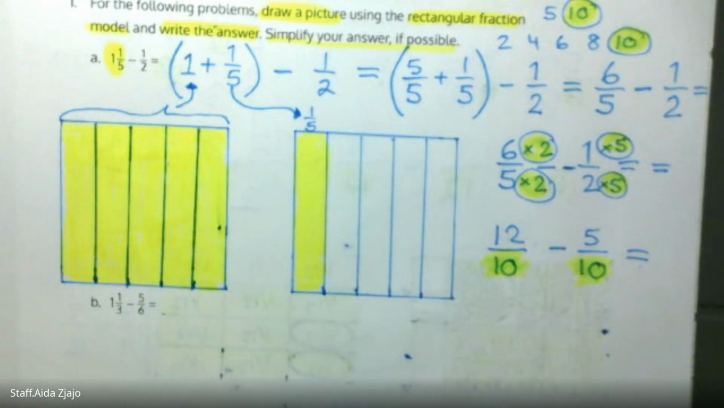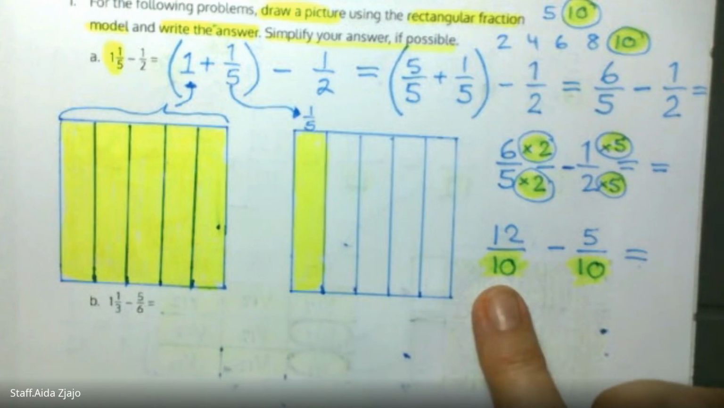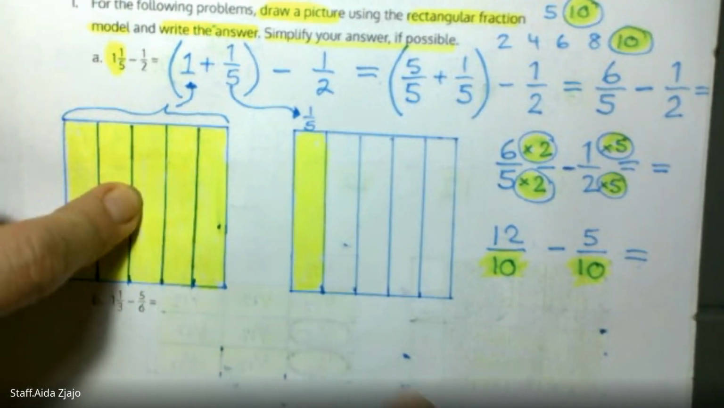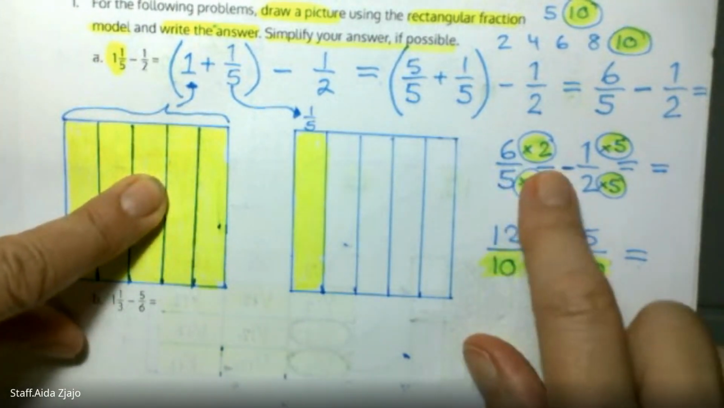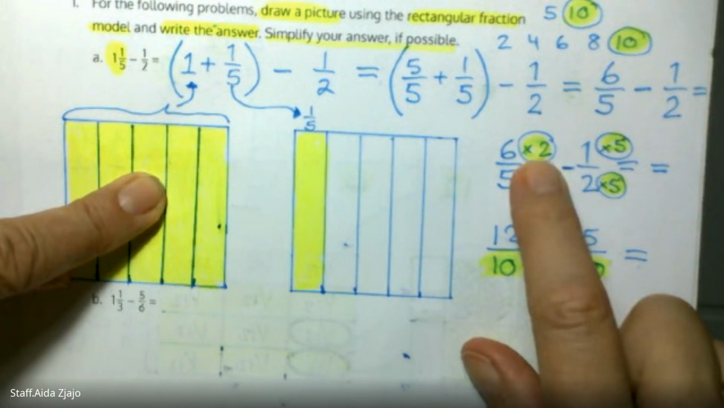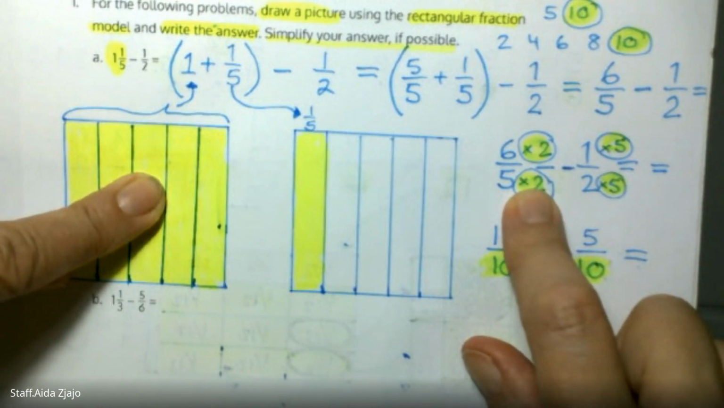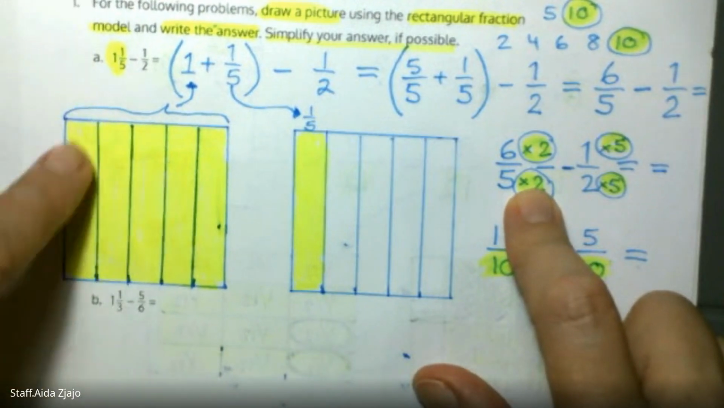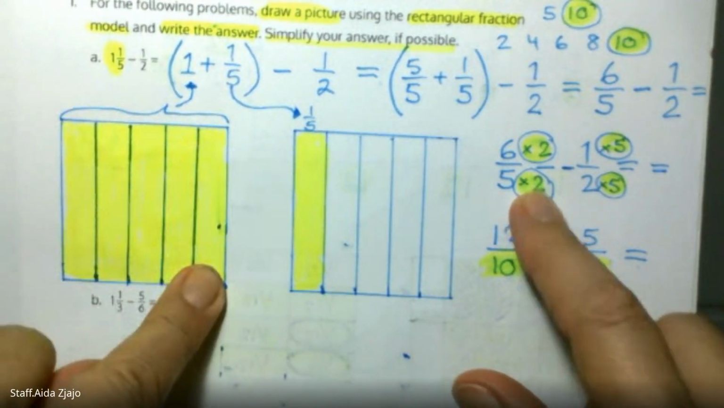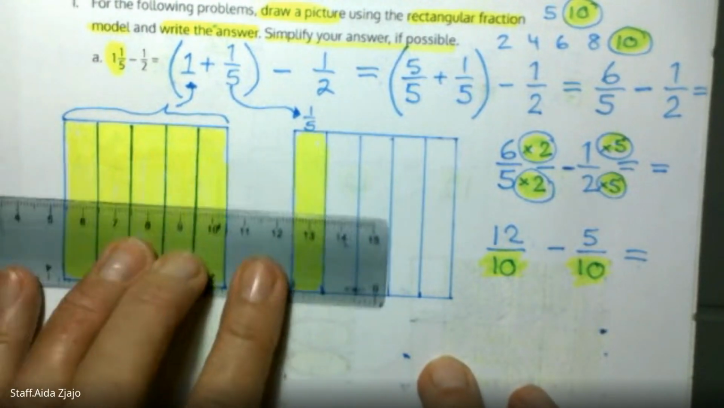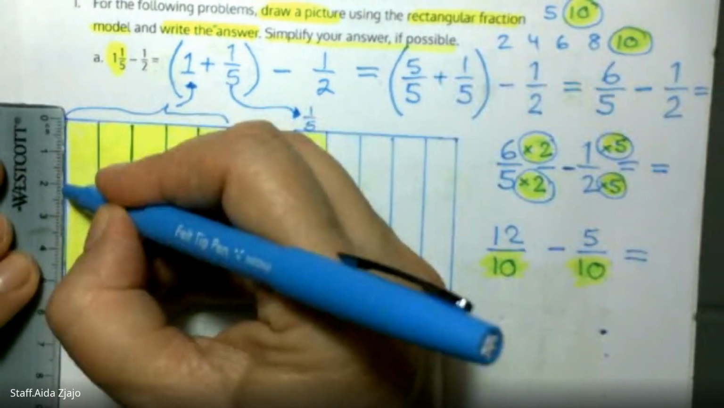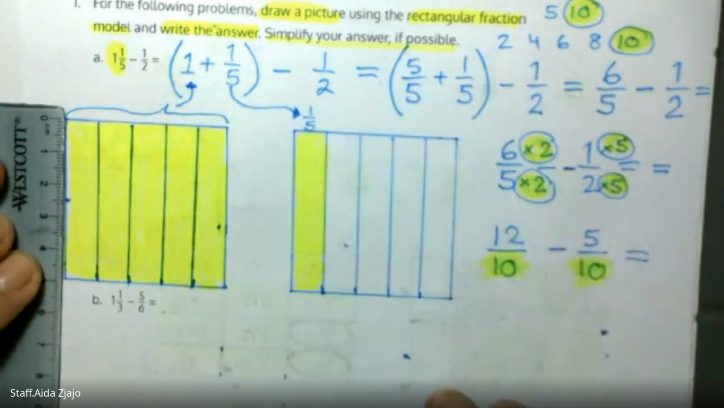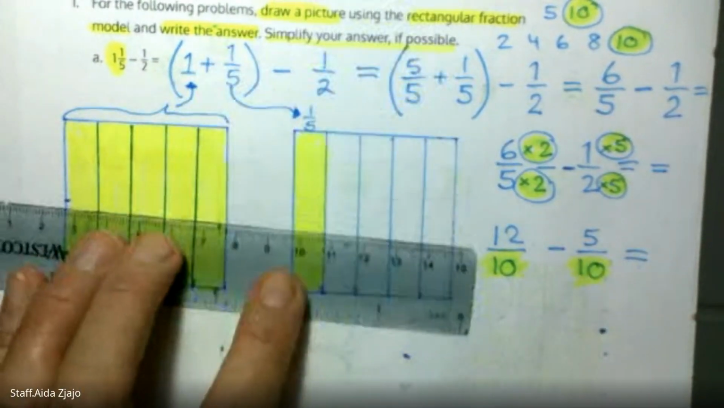Now, when my pieces have the same size, they're both tenths, I can subtract the numerators. I can subtract pieces. If I have 12 tenths, I can give away 5 tenths. But how I'm going to show that on a picture is like this. If I have 6 fifths, I need to divide into 2 pieces, and I will have a tenth. So I have vertically 1, 2, 3, 4, 5. If I cut them in half, then I will make the tenths.